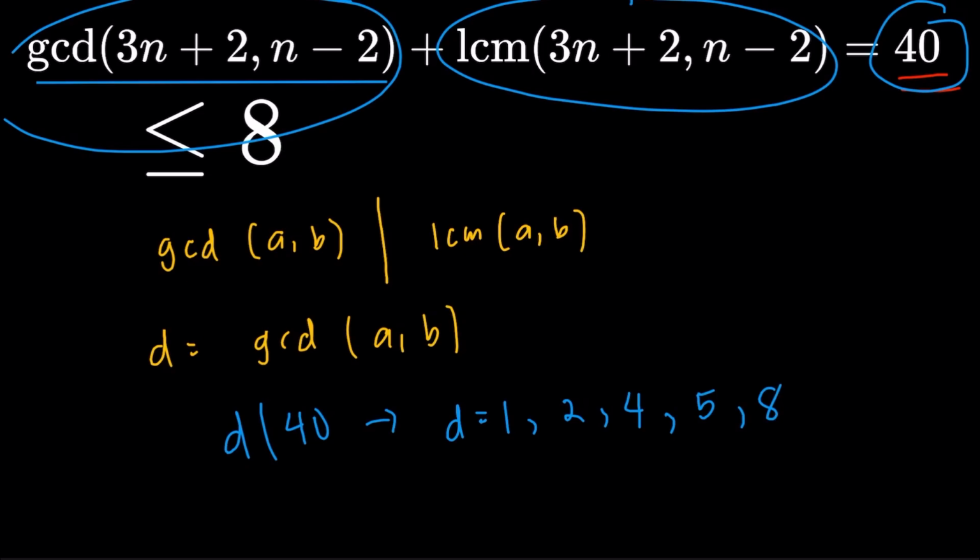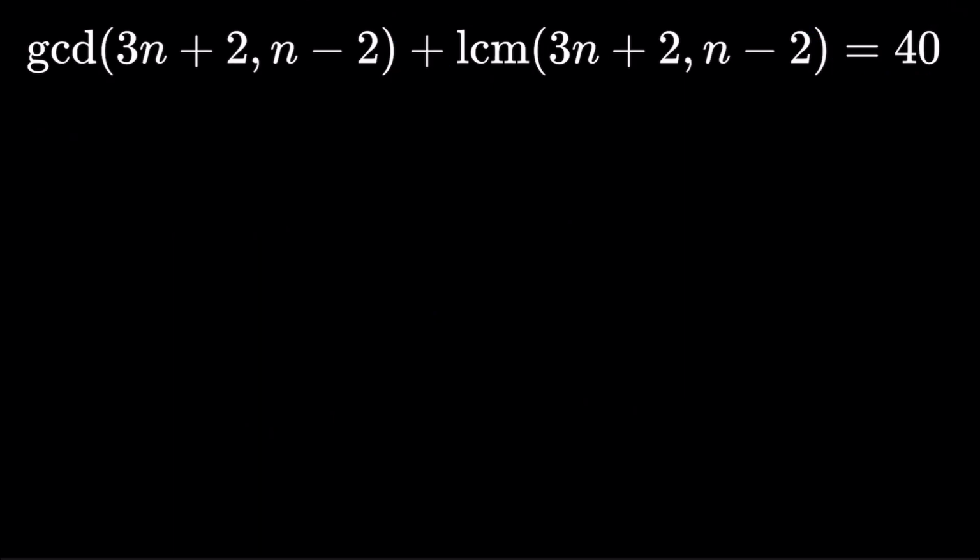Now, let me write down all the possible values for the GCD. We have 1, 2, 4, 5, and 8. Now, to satisfy the equation, the LCM should be 39 if the GCD is 1. I'm just going to fill up the rest of the things here. So these should be the pairs of values for the GCD and the LCM.